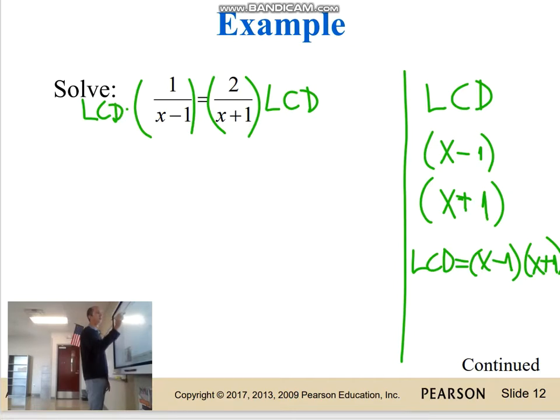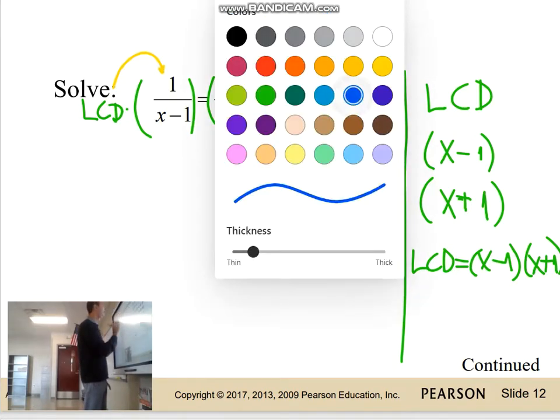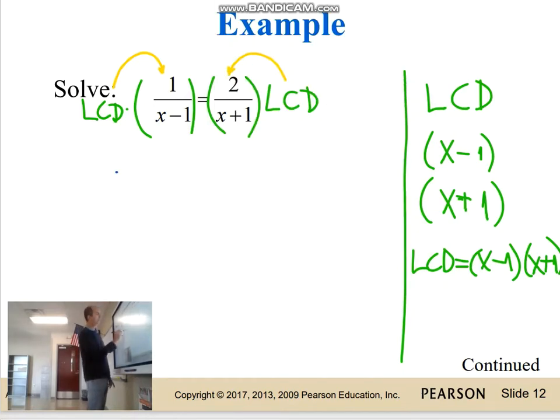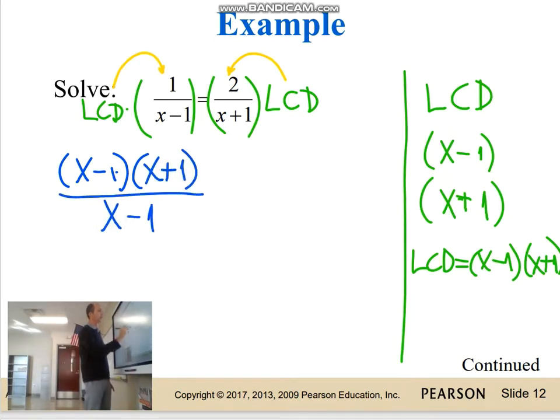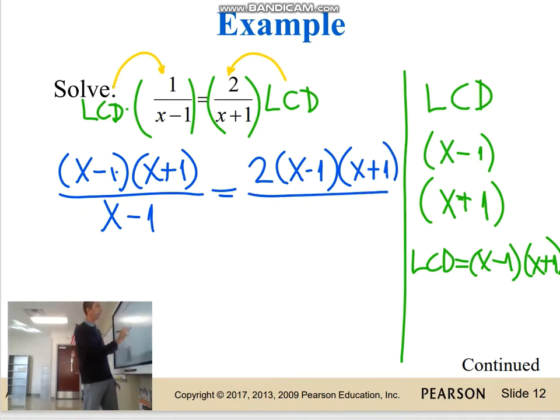Multiply. Don't forget, we don't need to be worried about distributive property. We have just one term, right? So this is not going to be so hard. Multiply: x minus 1 times x plus 1 times 1 over x minus 1 equals 2 times x minus 1, x plus 1, over x plus 1. Simplify both sides, because we can cancel out x minus 1 and x minus 1, and x plus 1 and x plus 1.